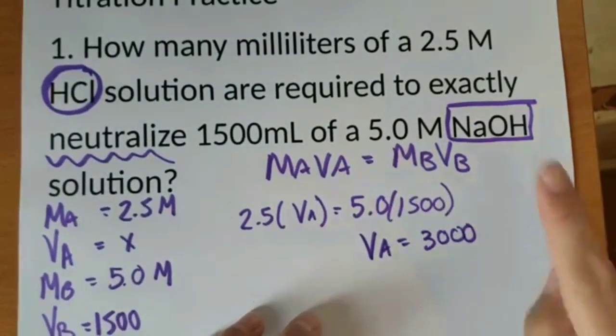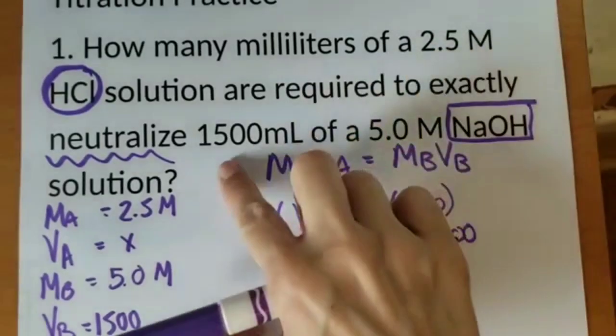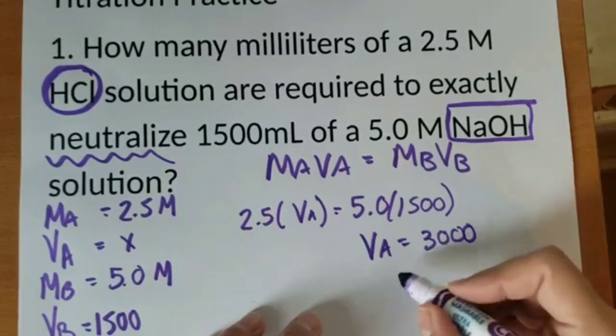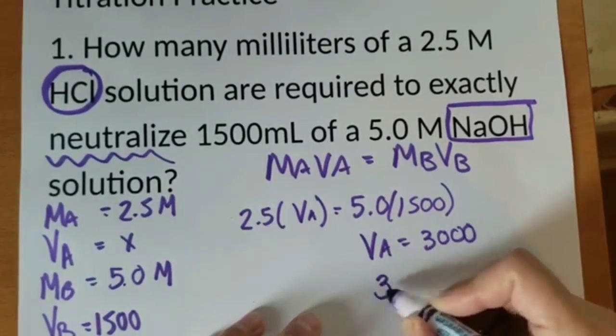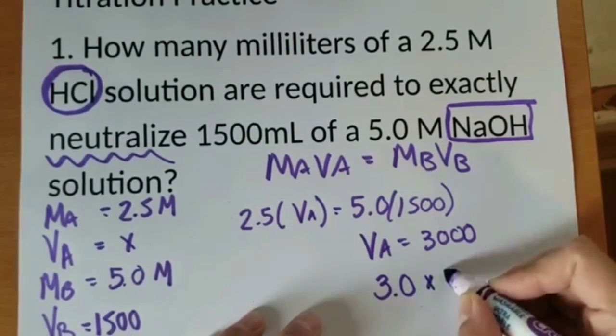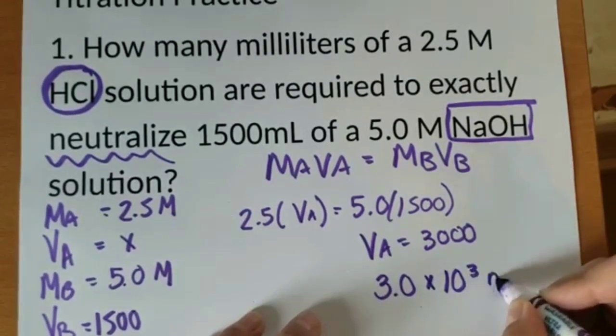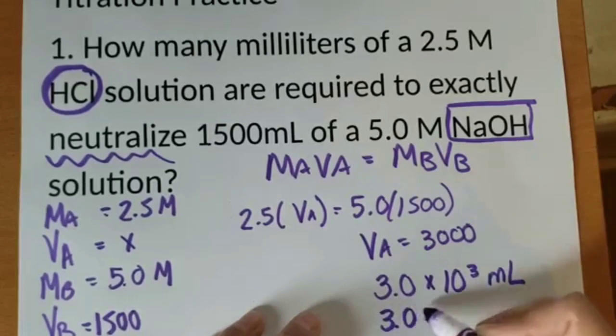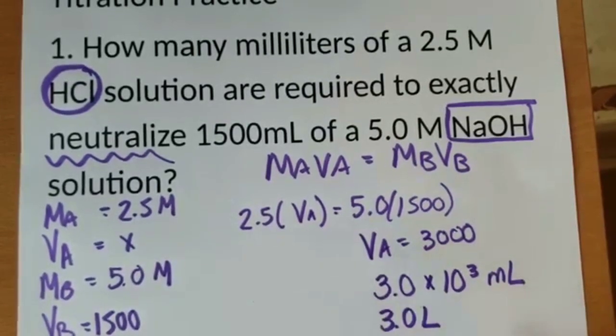Now, when I look back at the question, every number is written to 2 significant digits. So I should report my answer to 2 significant digits. So in scientific notation, it could be 3.0 times 10 to the third milliliters, or I can convert to liters. This accurately reflects the precision of the instruments used in lab.